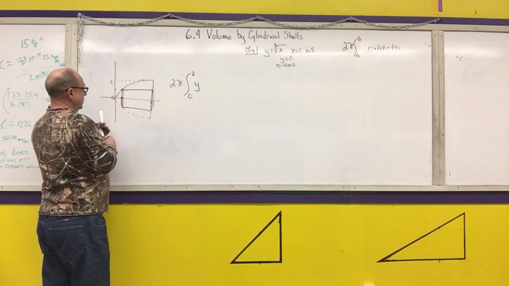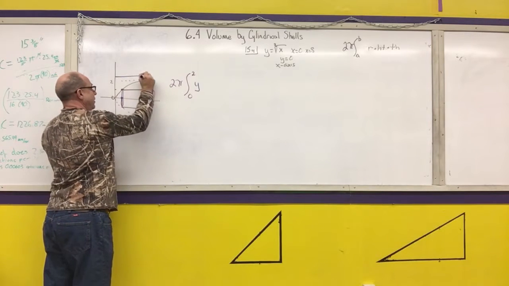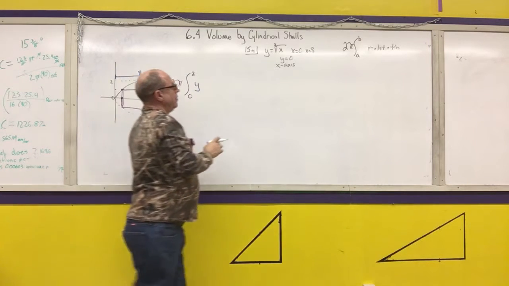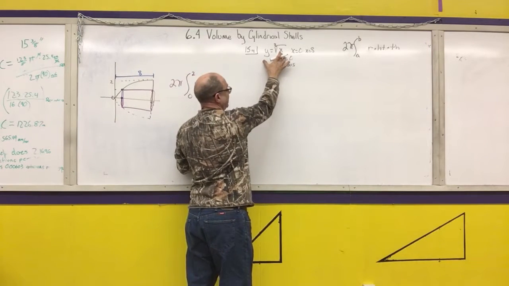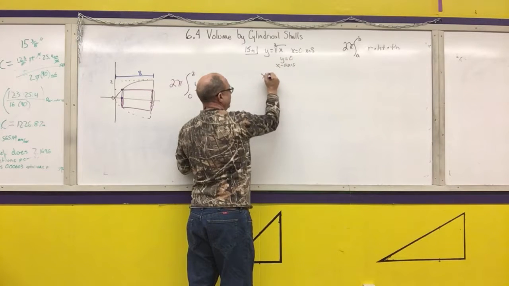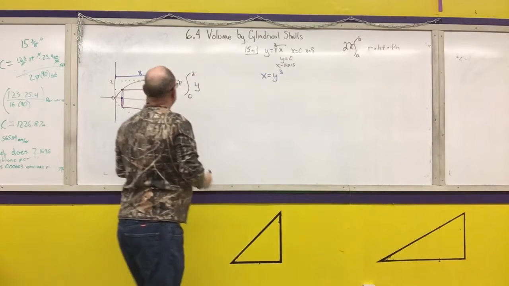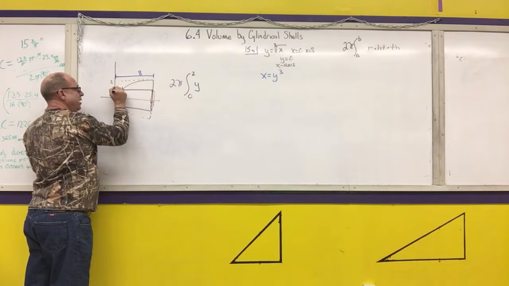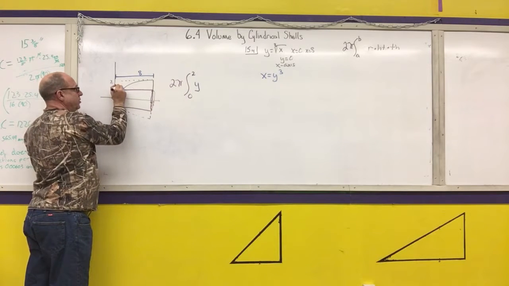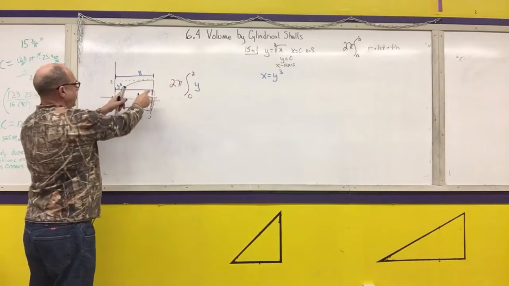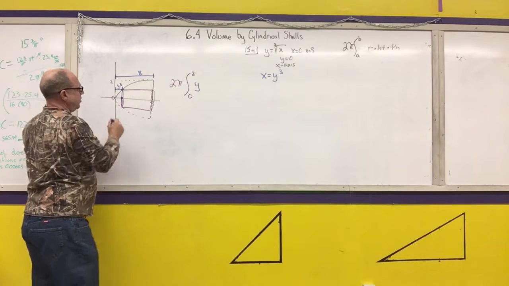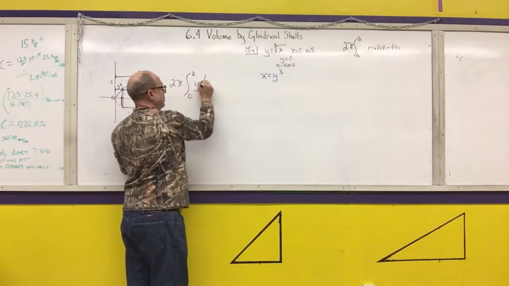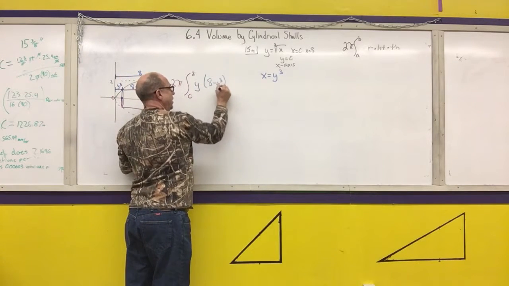Here's what I want you to realize: the distance between here and here is 8. Well, I need to solve this in terms of y. So this is y cubed. So this distance is 8, and the distance between here and here is y cubed. So if I want to know what this distance is, which is the height of my shell, it's 8 minus y cubed. And dy.